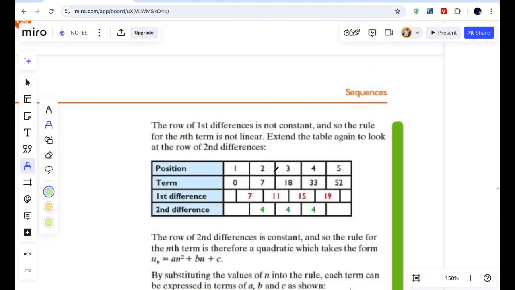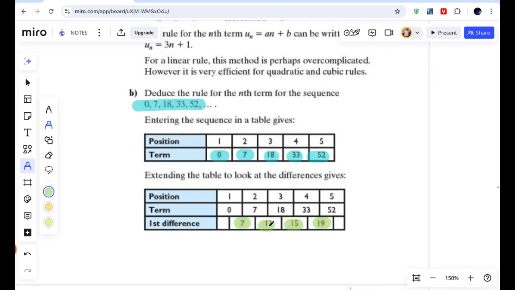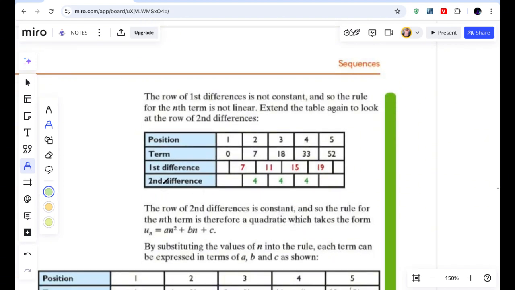Now, the first differences are 7, 11, 15, 19. So you say 11 minus 7, you get 4. You say 15 minus 11, you get 4. 19 minus 15, you get 4. Now at the second level difference, you have the same difference. Now we have the same difference, then we know it's a quadratic. If you stop at the second level, it's a quadratic. If you reach the third level, it's cubic.